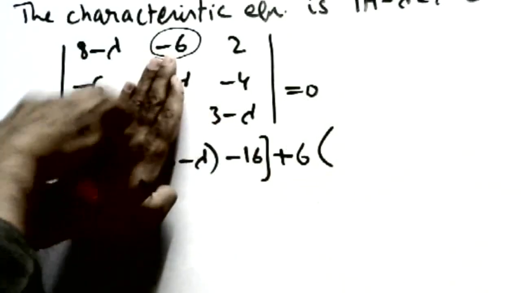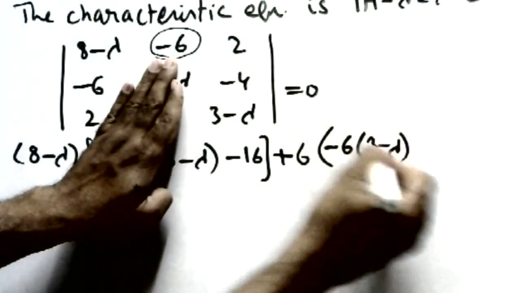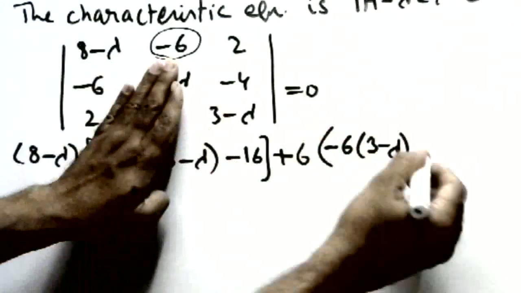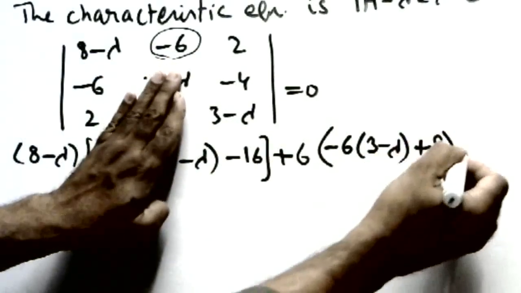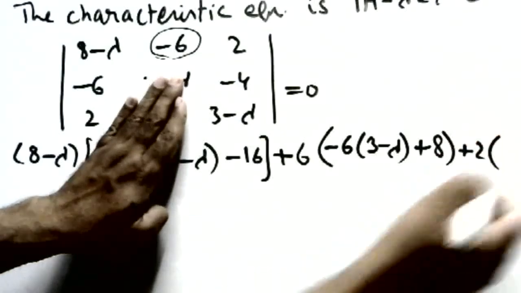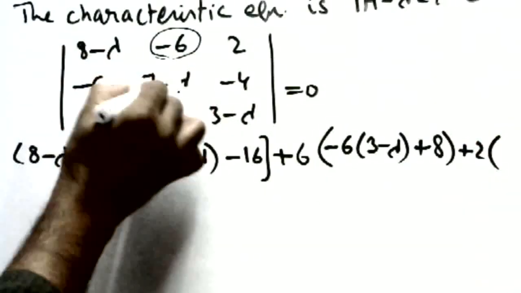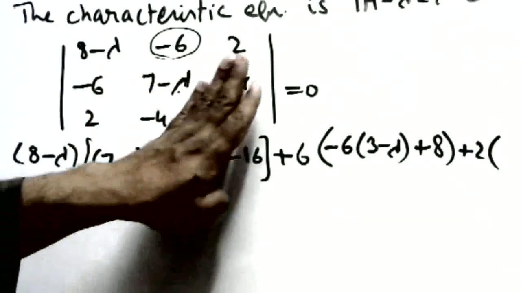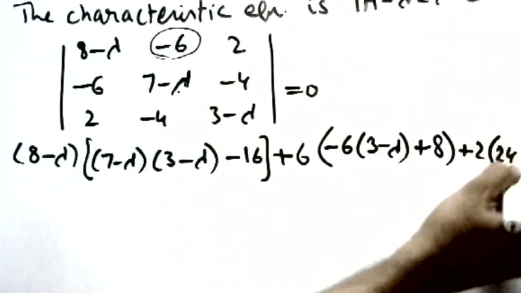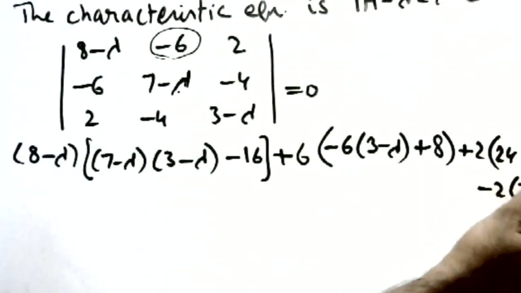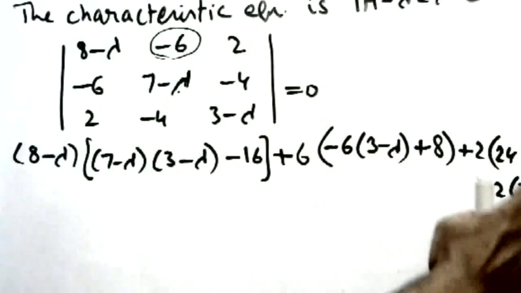Now you hide this column. You multiply this 2 minus this 2: minus 6 into 3 minus lambda, minus 2 into minus 4 is minus 8, again minus into minus is plus 8. Lastly, plus 2 into, now you hide this column, what is left here, minus into minus plus 24, minus 2 into 7 minus lambda, equals 0.